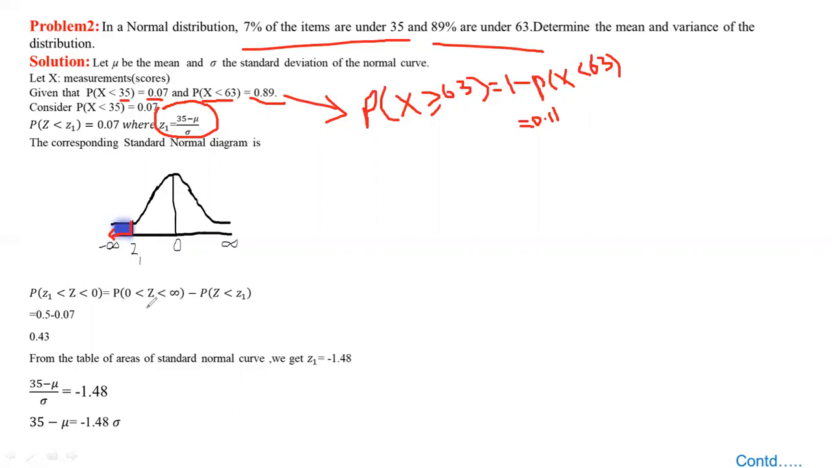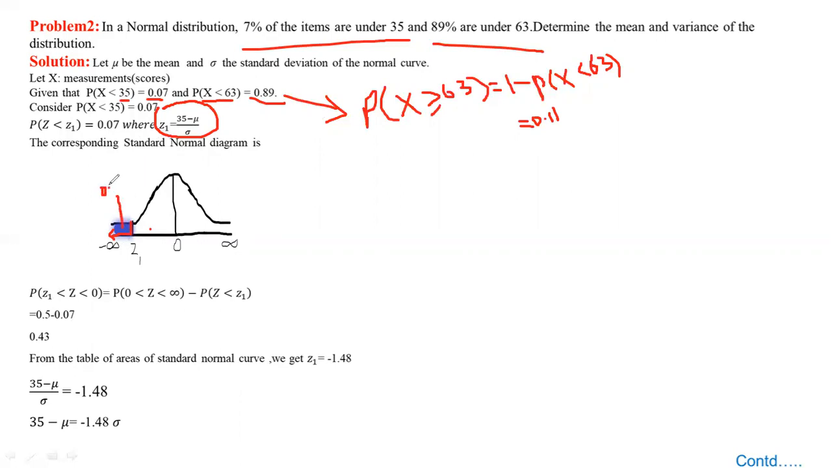The point which is greater than 63, we will do later. First we are calculating z score 1. So z1 is equal to 35 minus mu by sigma. This is the area less than 35. How much percentage is there? This blue shaded area is 7%.